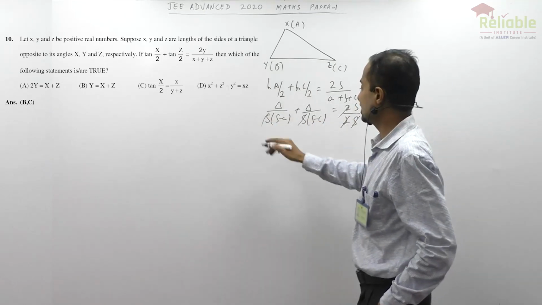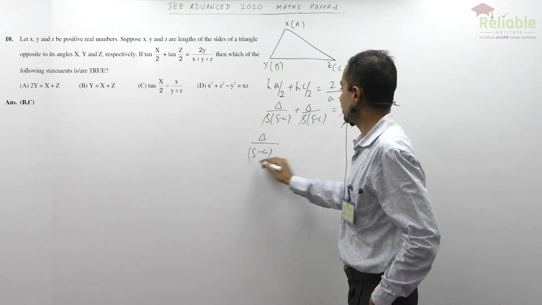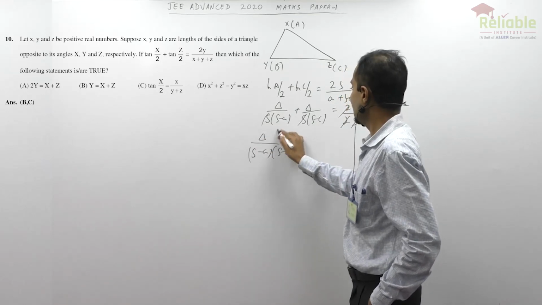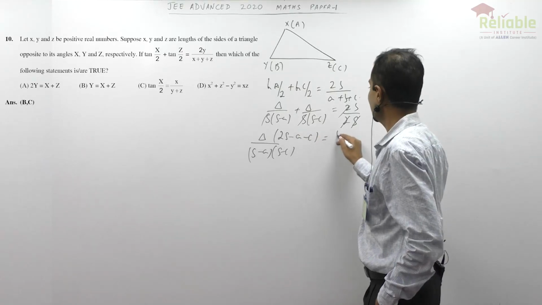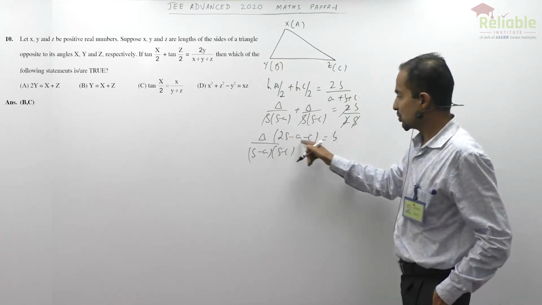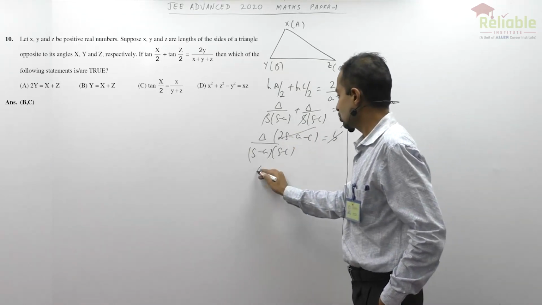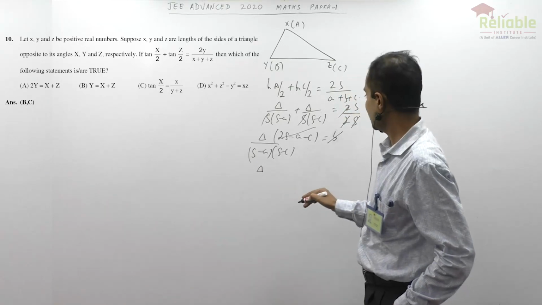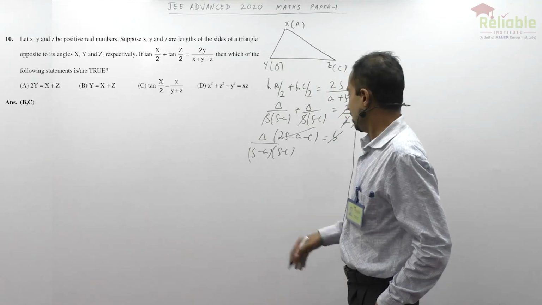So S gets cancelled off and we are left with delta, S minus A, S minus C, and in LCM 2S minus A minus C is B, right? This is just B. We can observe that this is also B, so this also gets cancelled off. So delta, now what is delta?